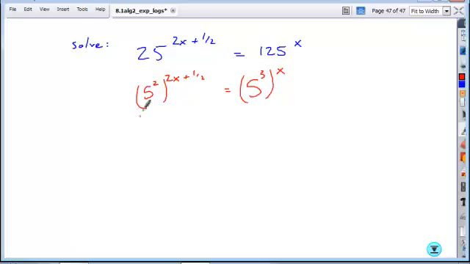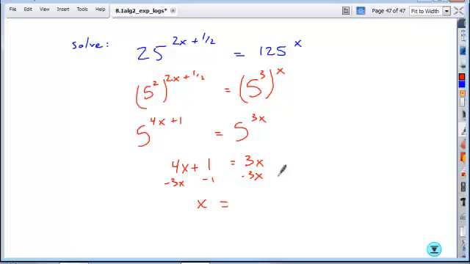When you take a power to a power, you multiply. So you get 5 to the power of, let's distribute our 2 through, so we get 4x plus 1, is equal to 5 to the 3x. Equate the powers. 4x plus 1 has to equal 3x. And then solve for your variable. Subtracting the 3x from both sides, and at the same time, move your 1 over, and you get your answer to be -1.